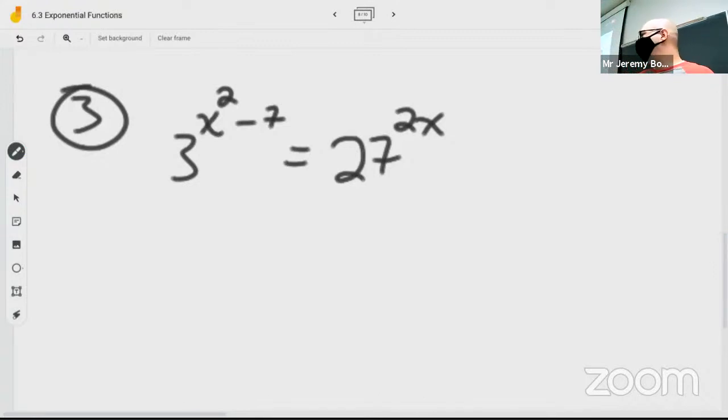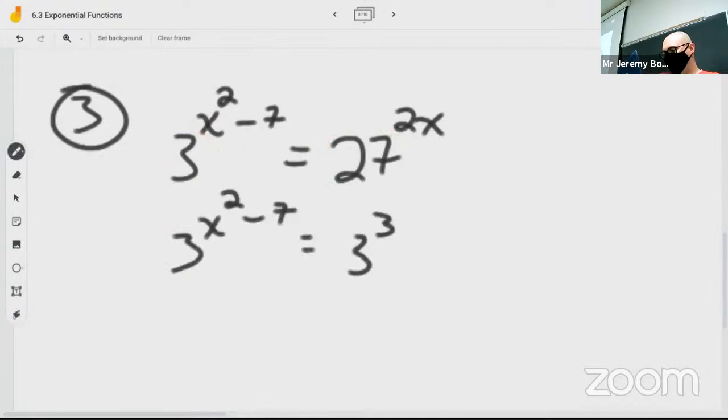So when I look at this one and I see that x squared in the exponent, it makes me think, oh, I may end up with a quadratic equation in the end, which may end up giving me 2 solutions, no solution or 1 solution, but it's possible it could be 2 solutions. So that's one thing we gotta look out for. So got a base 3 here. Can I represent 27 at base 3? Yes, I can. So this would be 3 raised to the x squared minus 7 equal 3 to the 3rd raised to the 2x.